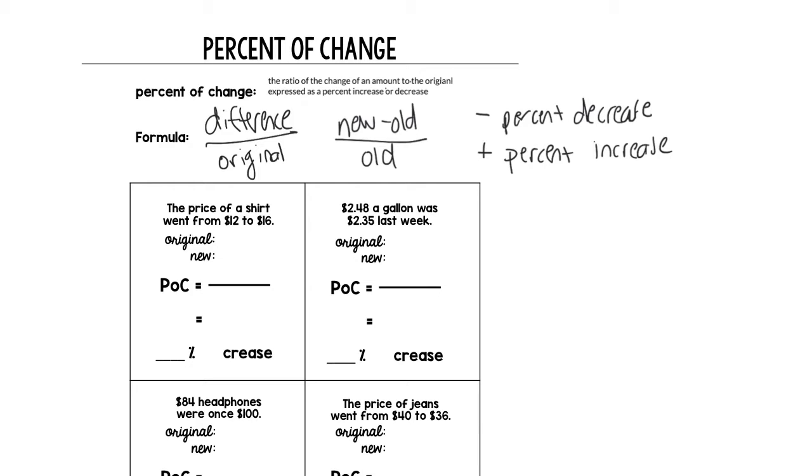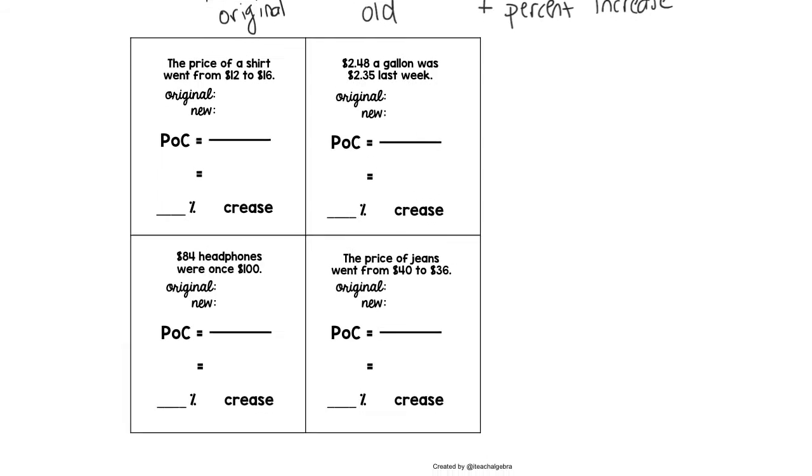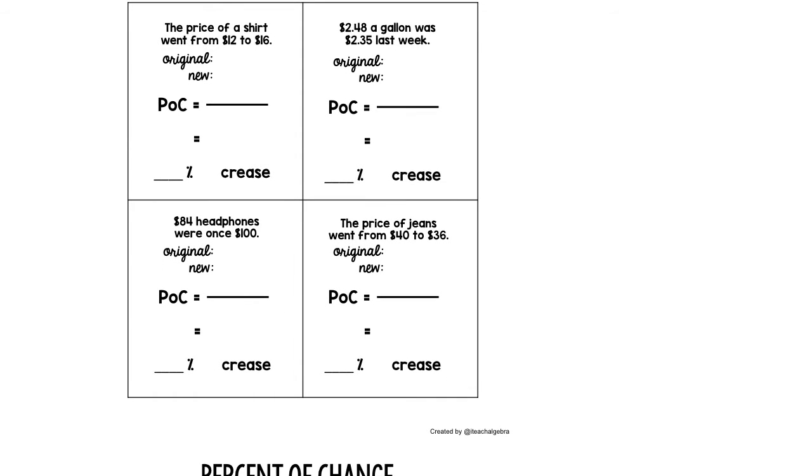Let's do some practice ones. The price of a shirt went from $12 to $16. The original price was $12. The new price is $16. So we want to do new minus old over old. The POC, percent of change, is new minus old over old.